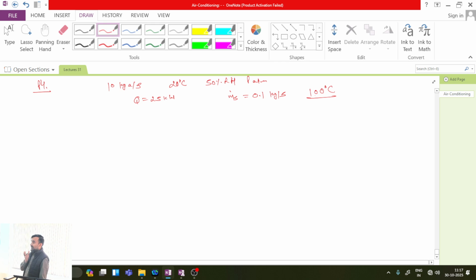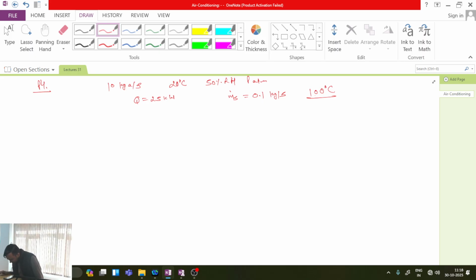So similar to the previous problem, but what two additions are there? Now, instead of liquid water we are adding steam, and the second important point is we are also heating. Heat is also being added. And we have to find the outlet state and the sensible and latent heat transfer rates.